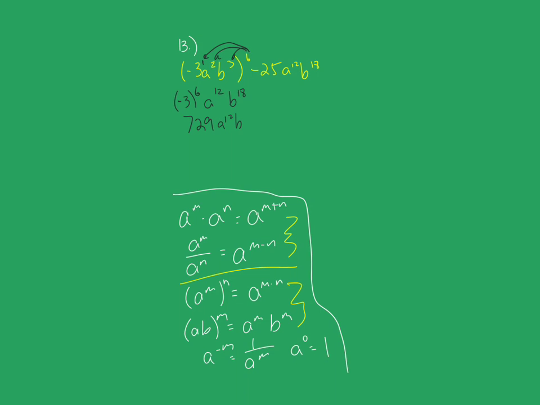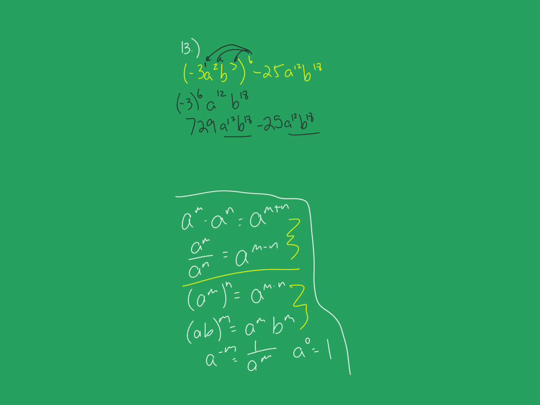A to the 12th, b to the 18th. Now the negative 25, the minus 25, a to the 12th, b to the 18th, that drops down. And since these are exactly the same, since my bases match, I get to do 729 minus 25. And remember, when you subtract them, it's like terms. So my best answer is actually going to be 704 a to the 12th, b to the 18th. And that's it for 13.